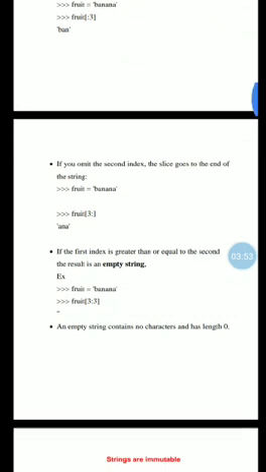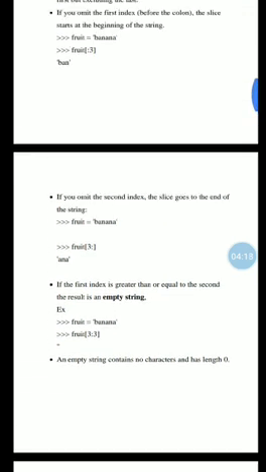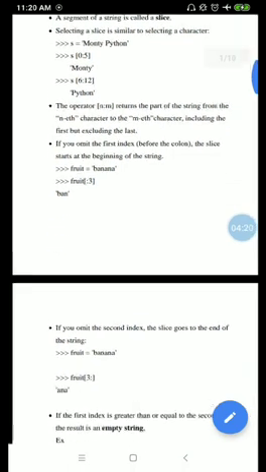Now, if the first index is greater than or equal to the second, the result is an empty string. For example, consider fruit is a variable name. Here I am storing banana. Now, the m value is also 3 and the n value is also 3. That is fruit[3:3]. Now, the output will be the empty string. Is it clear? That's all about string slices.